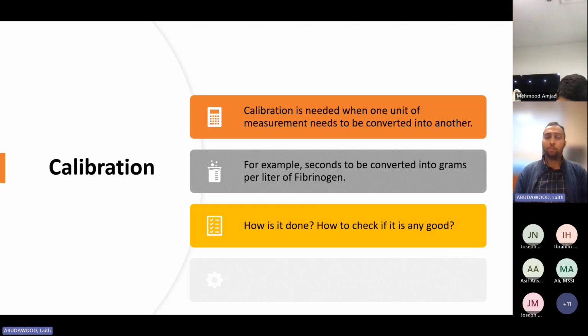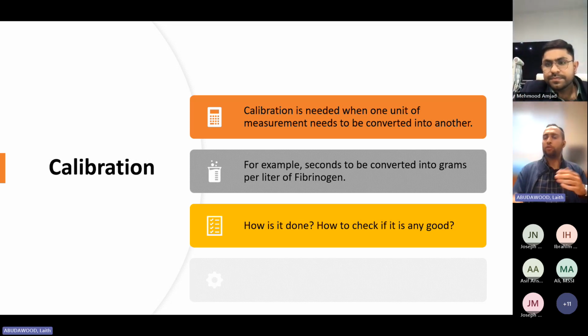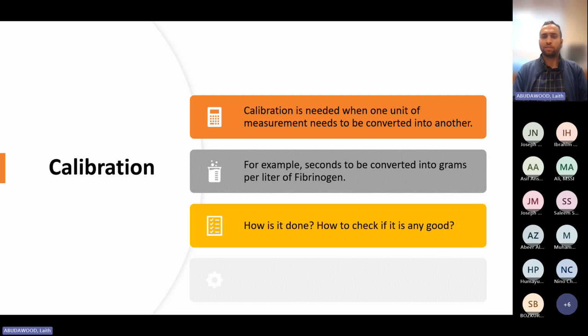Now, if next time I run a patient sample and it gives me 50 seconds, I know this patient has 70% factor 8. So calibration is very simply a way for me to link one unit that I'm measuring to another unit that I am reporting. That's the whole justification behind doing calibration: converting one unit onto another. Of course, there are calibration curves, multiple dilutions, etc. But these are all technicalities that will do the same exact thing at the end.